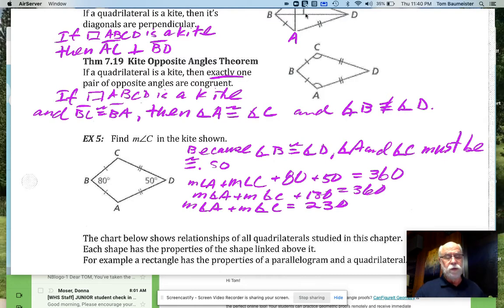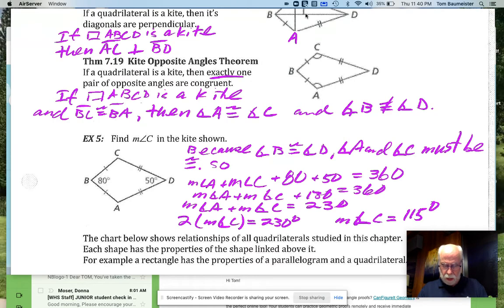And we know that the measure of angle A is the same as the measure of angle C. So we can say that the measure of angle C plus the measure of angle C, or 2 times the measure of angle C, is equal to 230. So again, if we divide that by 2, we'll find that the measure of angle C is equal to 115 degrees.